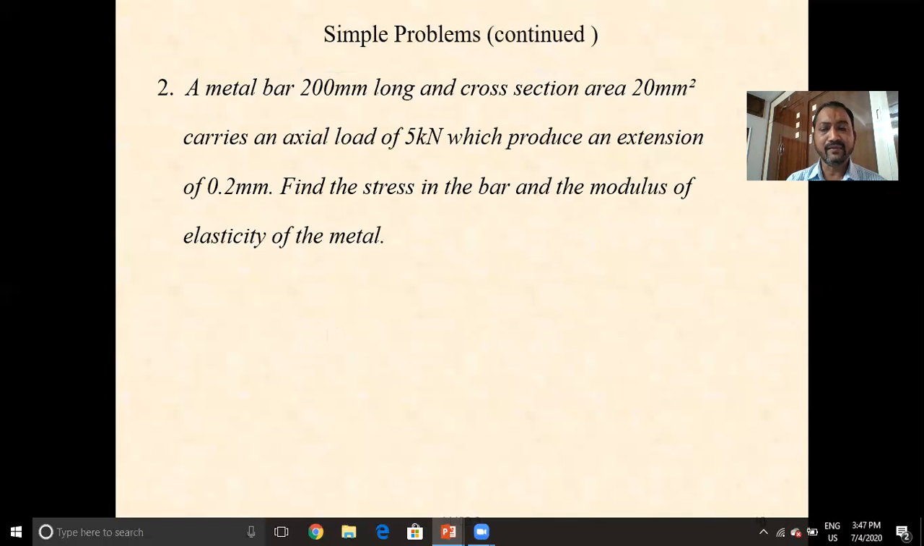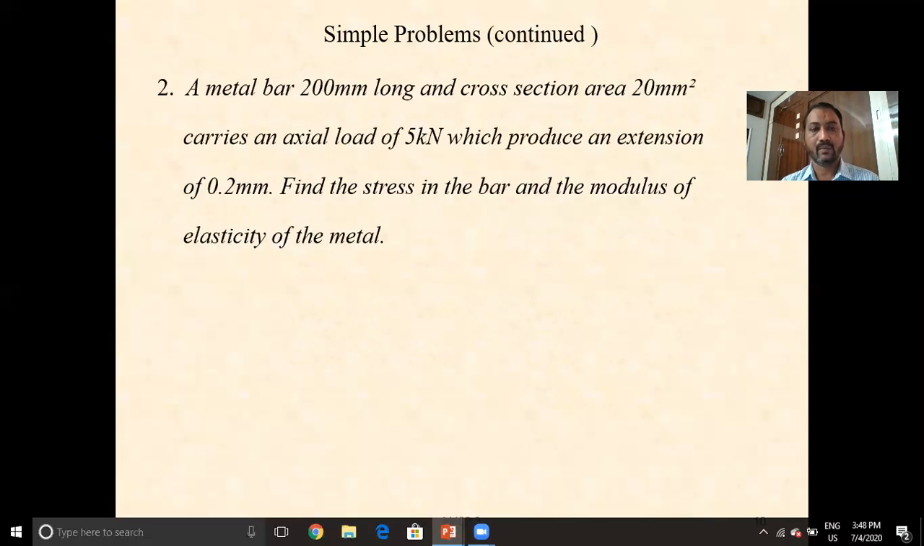Next, we'll go to another problem. So this is a different kind of problem as compared to the first one. Here we can write down this problem.